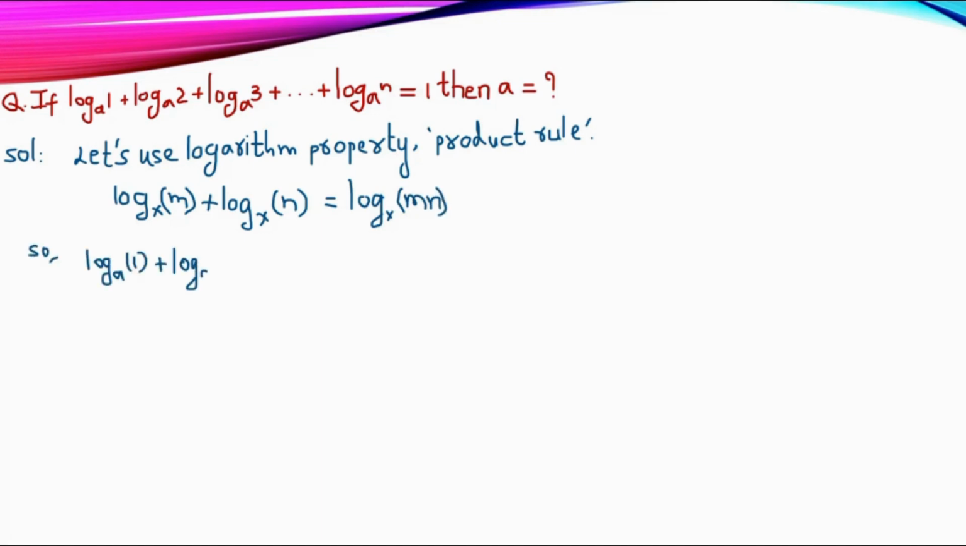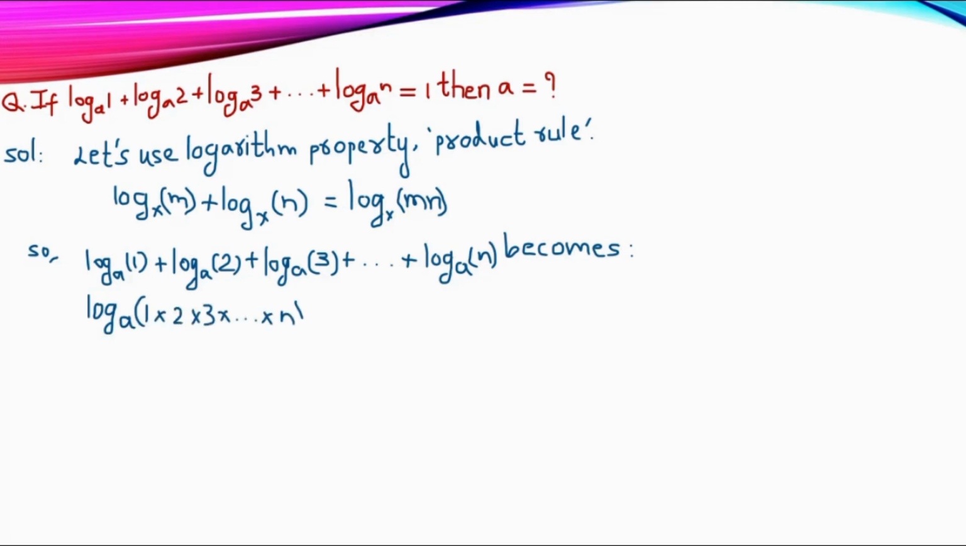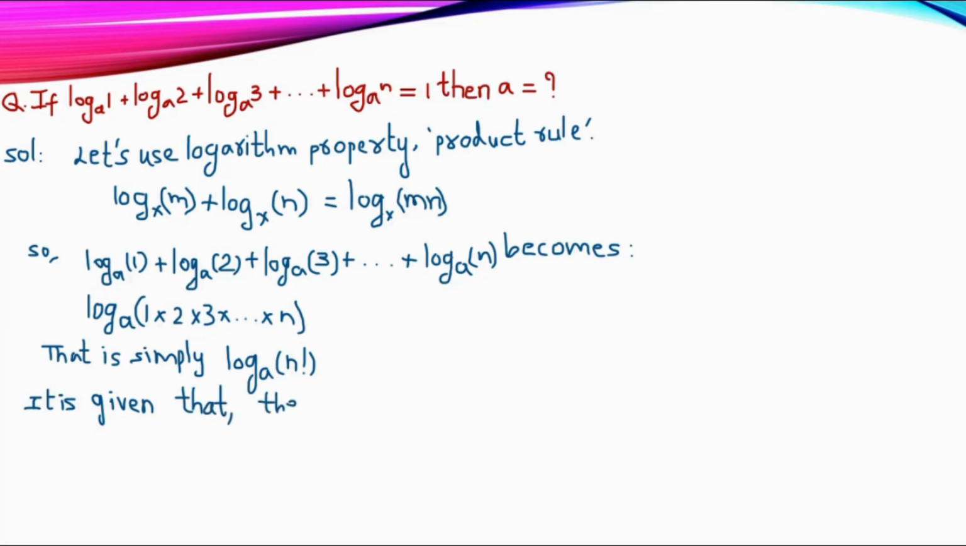Let's start the solution. Since the terms are added here, we use the product rule of logarithm, which is expressed as log base x of m plus log base x of n equals log base x of m into n. So, the given condition becomes log base a of 1 into 2 into 3 into up to n.